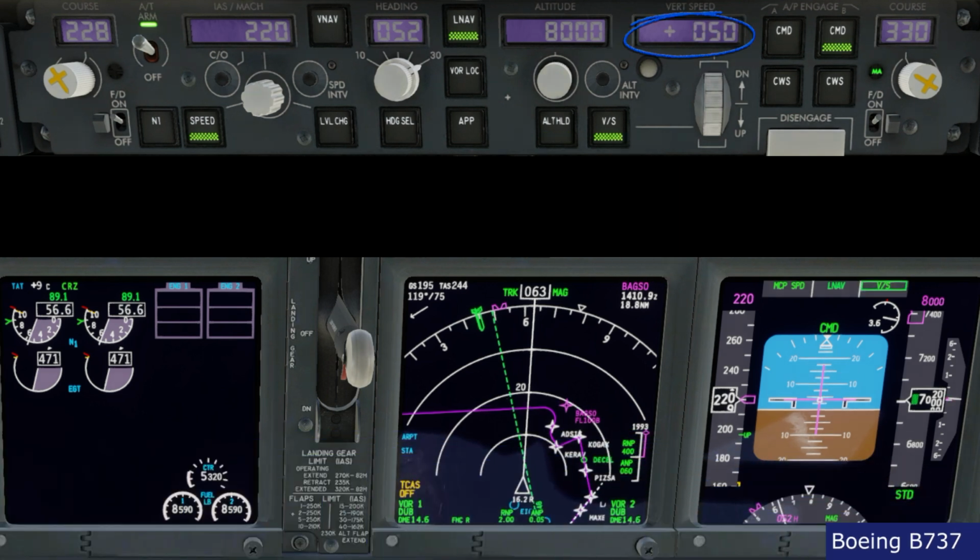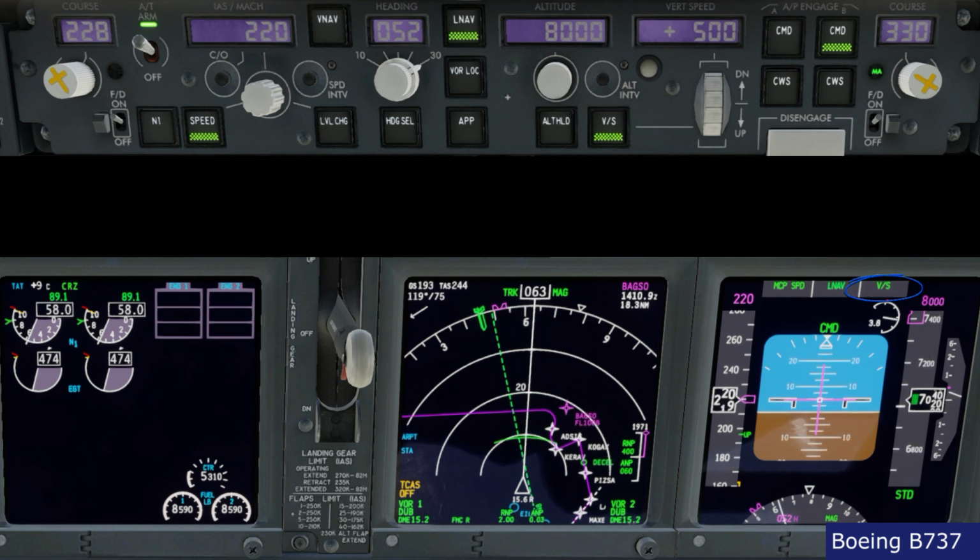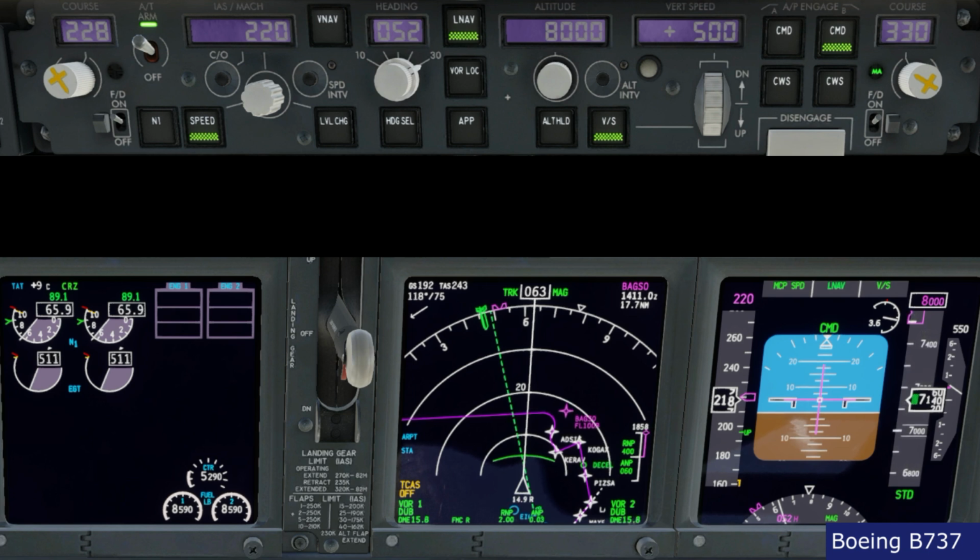The selected vertical speed is displayed on the MCP. You see you have a magenta dent that shows you what the selected vertical speed is. The function of the vertical speed is to have the aircraft climbing at a selected vertical speed, so I would say it is quite obvious. You see we selected 500 feet per minute. The aircraft is climbing at 500 feet per minute.